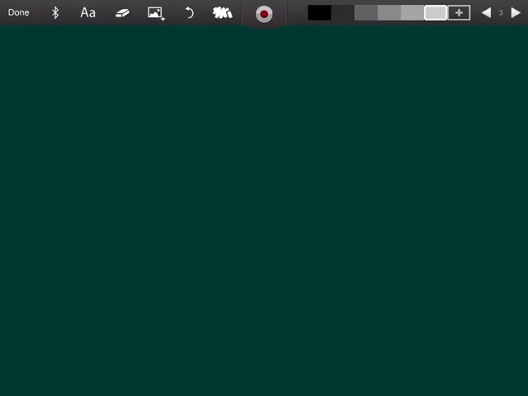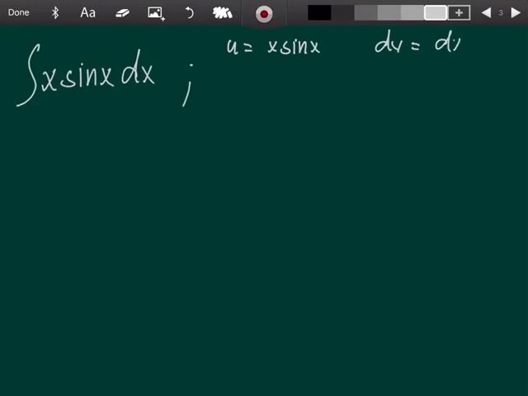So, let's look for an example. We have the integral of x sine x dx. So, integration by parts, we are going to divide this into two parts. So, ano yung first part? So, assume natin that our u is x sine x. And our dv would be what? dx. Para ito ay nasa form siya ng integral of u dv. And the integral of u dv is equal to uv minus the integral of v du.